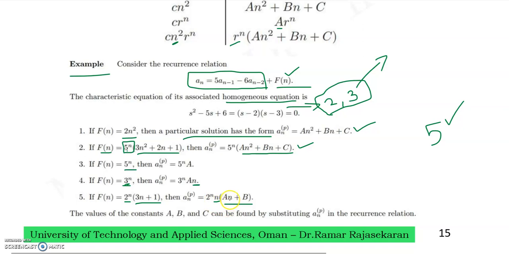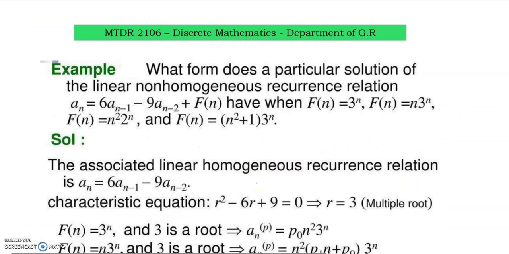Now you can ask me why we don't write some constant here. You see, in the earlier case we wrote a constant a, but here we don't write. Why? Because we already have constants a and b in the linear form. Since this is the product 2 power n multiplied by n, you multiply inside, so there is no need to multiply another constant. Okay, that's it. Now we will see another example also.